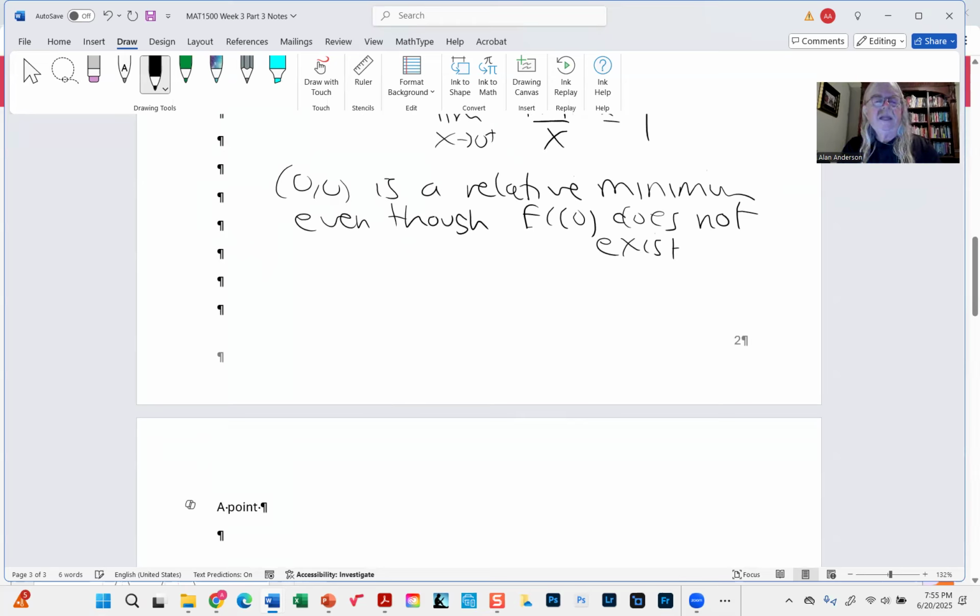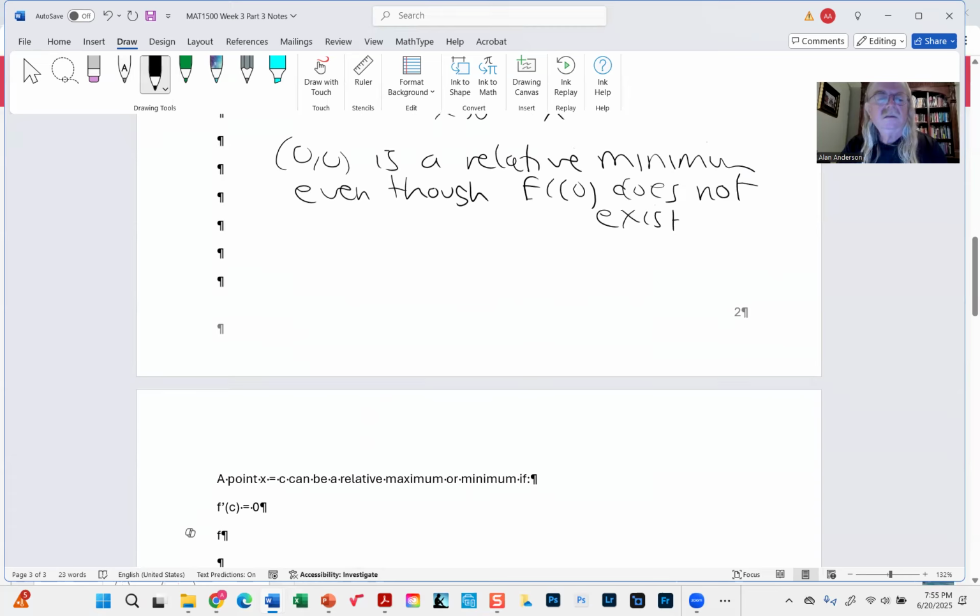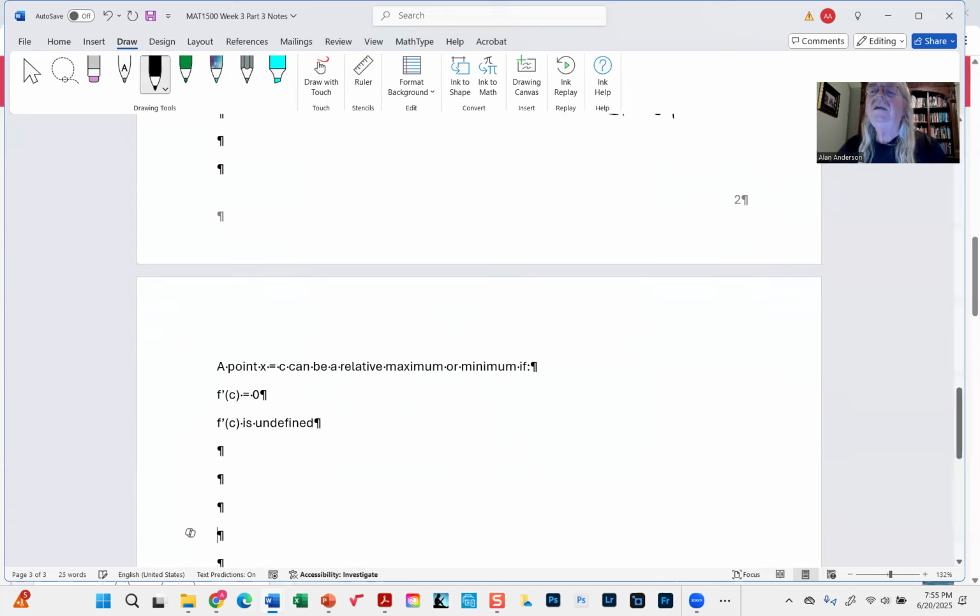A point can be a relative maximum or minimum if one of two things is true. Let's call the point x equals c. It can be a relative minimum or maximum if f prime of c equals 0, or f prime of c is undefined. Either way, it can be a maximum or a minimum.